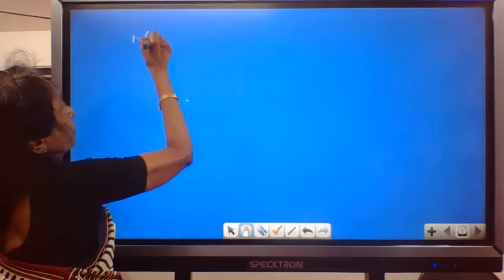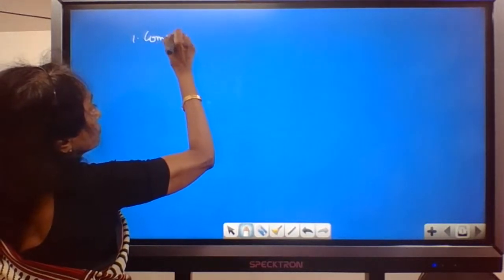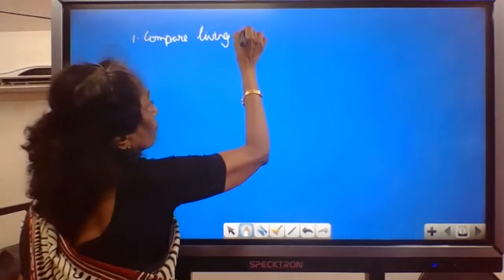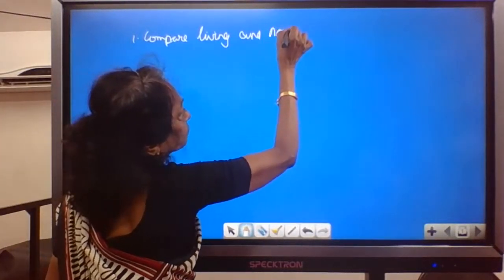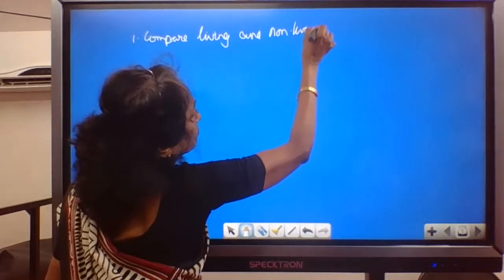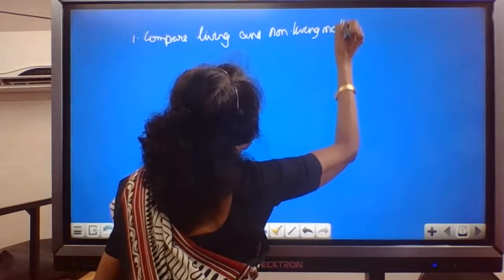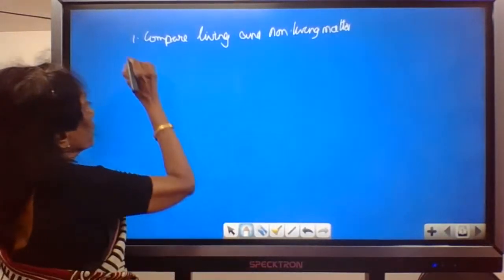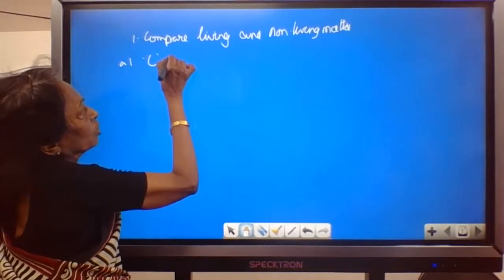First step, compare living tissue and non-living matter. What conclusion did they come to? The conclusion is that carbon is present in all living tissue.